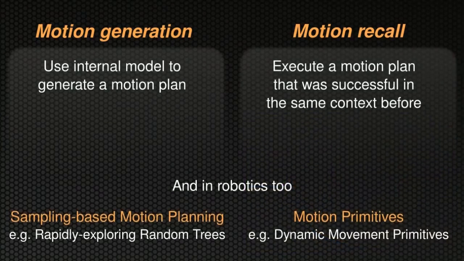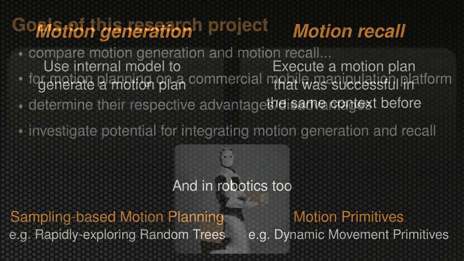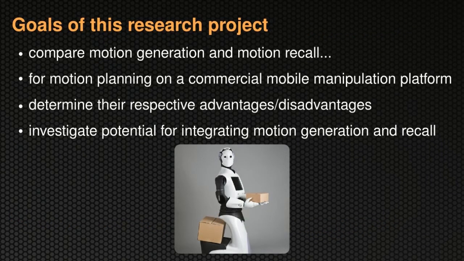In robotics, sampling-based motion planning is an example of motion generation, whereas motion primitive approaches are rather based on motion recall. The goals of this research project are to compare motion generation and motion recall for motion planning on a commercial mobile manipulation platform, to determine their respective advantages and disadvantages, and to investigate the potential for integrating them.